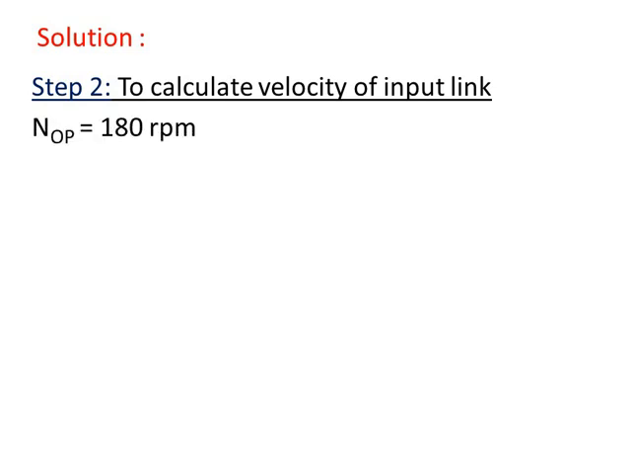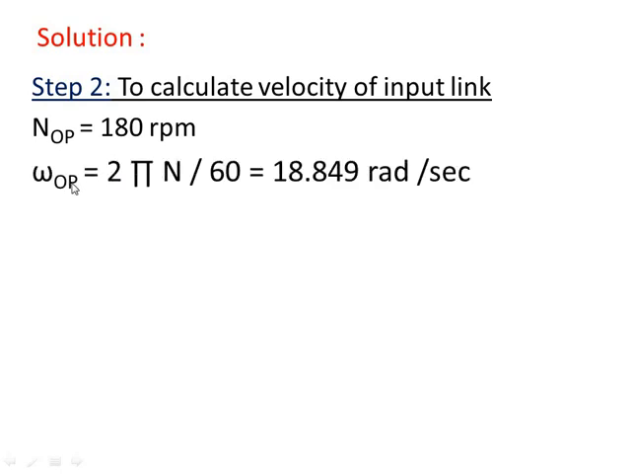Always the angular velocity of the input link will be given either in terms of RPM or in terms of radian per second. So here n is given as 180 RPM. From this, first we will calculate omega equal to 2 pi n by 60. So substitute n equal to 180 in this and calculate the omega. We are getting it as 18.849 radian per second.